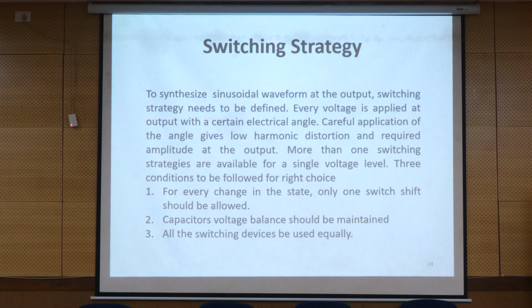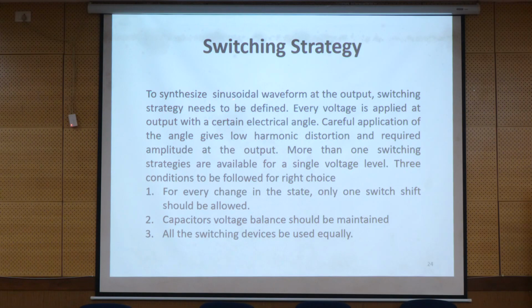Now the next one: we have to go for the development of the switching strategy. In the switching strategy, what parameters are you going to take into consideration? The transition from the on state to the off state, or from the off state to the on state, should have minimum losses. For that, a smooth transition should take place, in order to synthesize the sinusoidal waveform at the output level using multi-level inverter topologies.